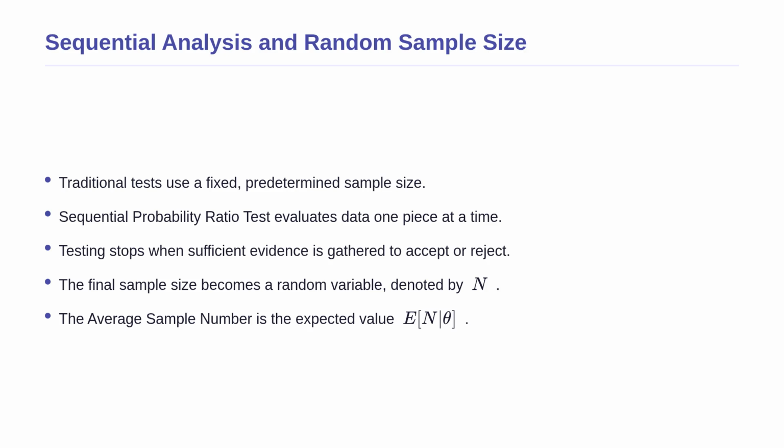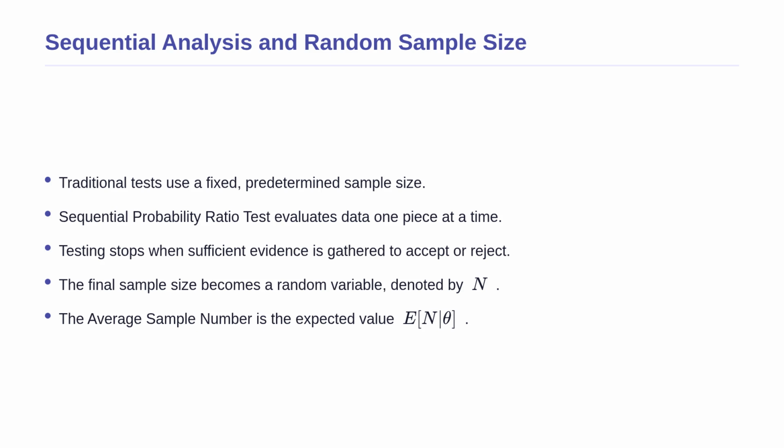Now that we understand the basic premise, let us look at how sequential analysis differs from traditional statistics. In a standard test, you decide on a fixed sample size before you even begin. However, in a sequential probability ratio test, you evaluate data one observation at a time. After each piece of data, you make a choice: accept the hypothesis, reject it, or continue testing.